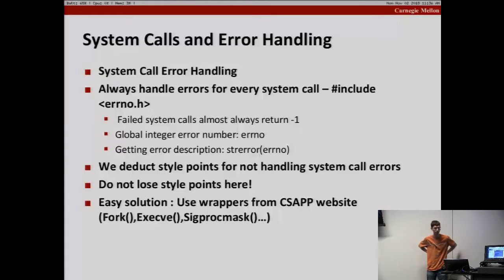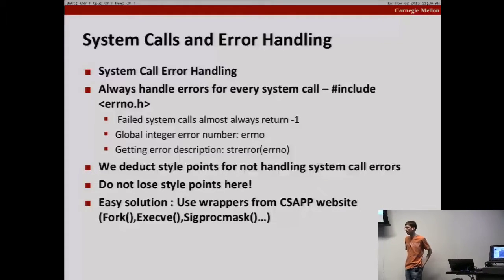So anytime, if it's a fork, if it's an exec, if it's an open, a file, whatever it is, you should be prepared for the fact that maybe there will be an error in that system call, and you should be doing something reasonable to handle it if that occurs. The reasonable thing is different depending on what it is.